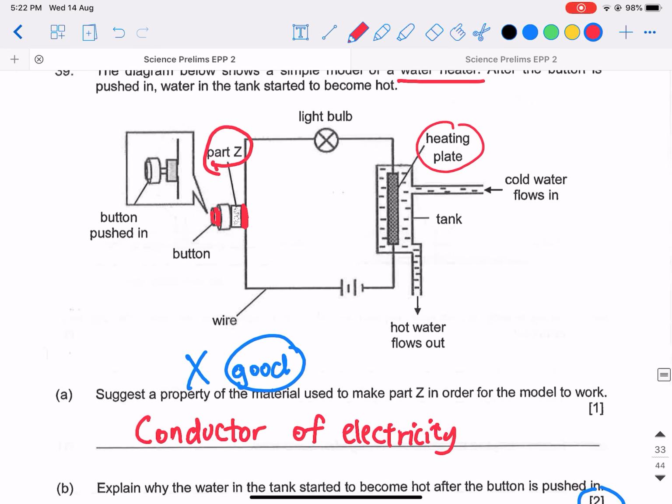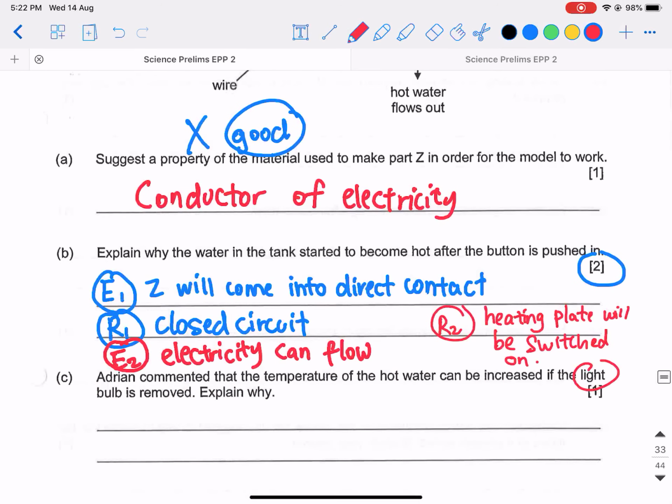Now you remove the light bulb, the temperature can be increased. Okay, I understand there will be a group of you who thinks that when the light bulb is removed, it will create an open circuit, right? I think some of you are thinking it this way. You remove the light bulb, it creates an open circuit. It's like a fused light bulb, it creates an open circuit.